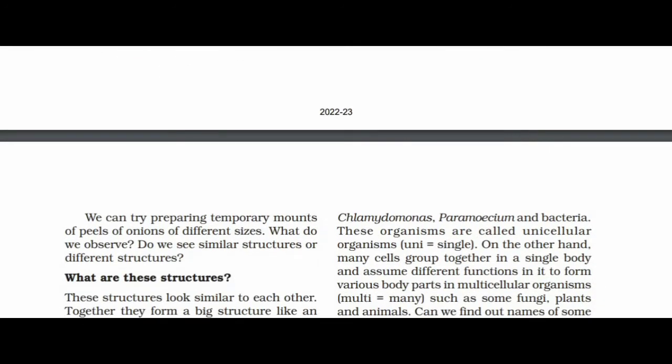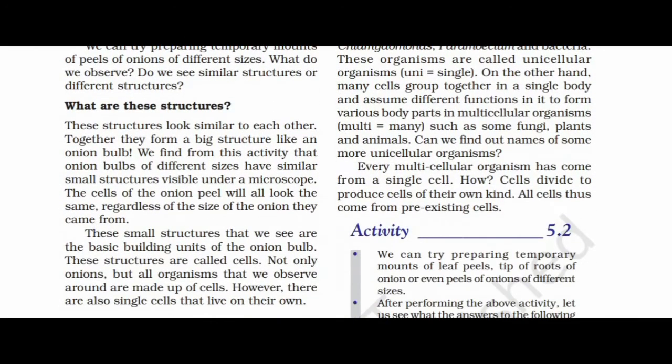We can try preparing temporary mounts of peels of onions of different sizes. What do we observe? Do we see similar structures or different structures? What are these structures? These structures look similar to each other. Together they form a big structure like an onion bulb. We find from this activity that onion bulbs of different sizes have similar structures visible under a microscope. Here the word similar structures is very important.